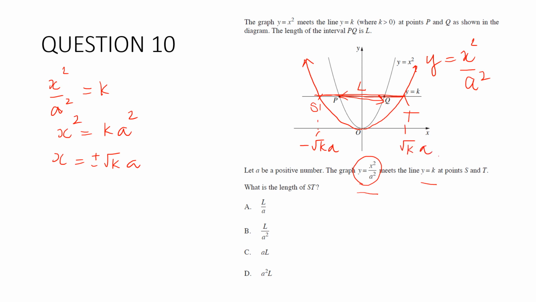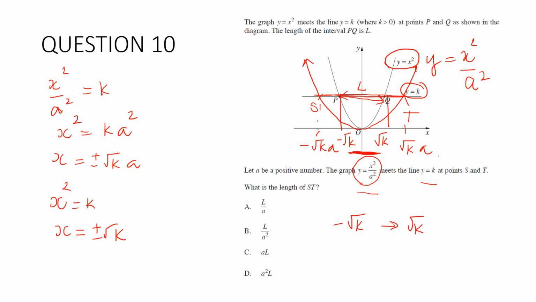Now let's do the same thing with y equals x squared and y equals k. So we will get x squared is equal to k, x is equal to plus or minus root k. And so those x coordinates there, negative root k, and here is positive root k. And we know the distance between those two is L. So if the distance between negative root k and positive root k is L, what is the distance between negative a root k and positive a root k? Can you see that it would be aL? And the answer is C.